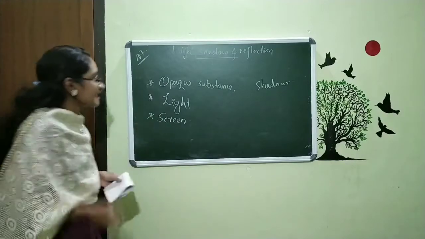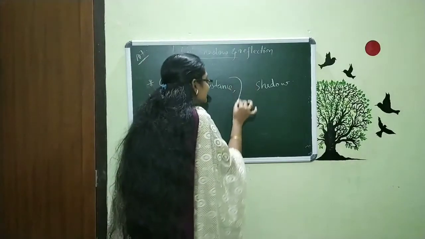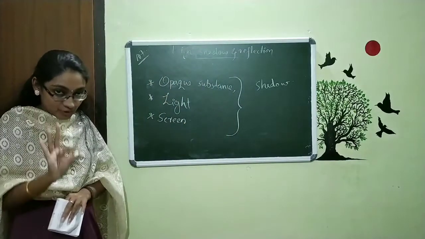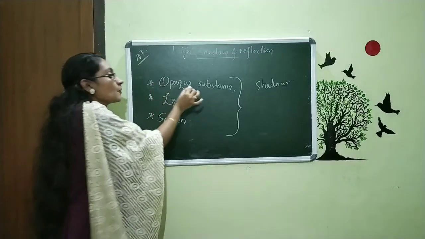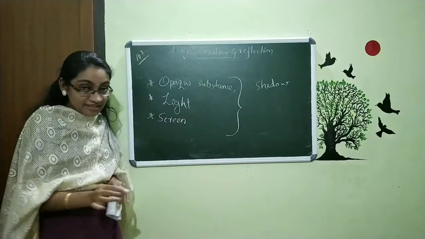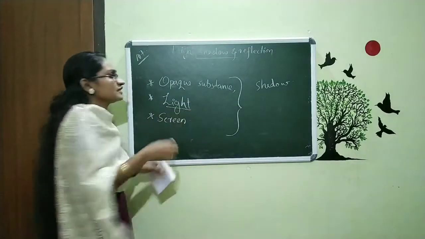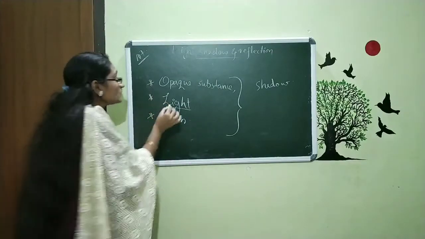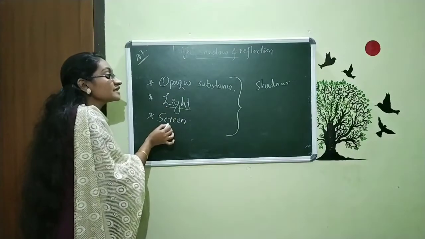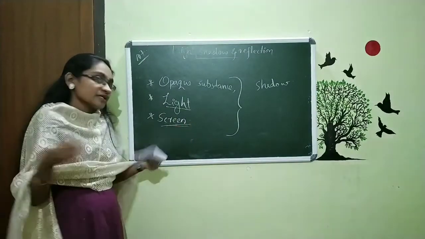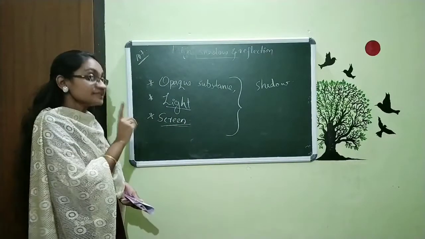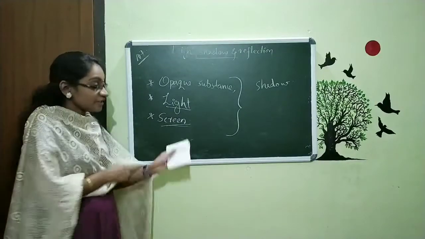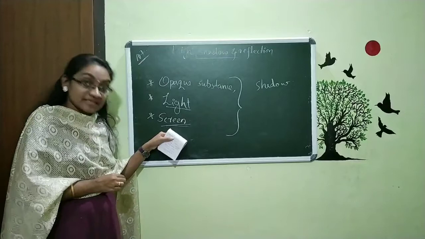So we can conclude that to see the shadow, three things are required. The first one is an opaque substance. The second one is a particular light source, even if it's sunlight, candlelight, torch, anything. So the light source, and also we need a screen. This is very important. If there is no screen, there will be shadow, but it is not possible to see it through our eyes. If we need to see that, it needs a screen there.